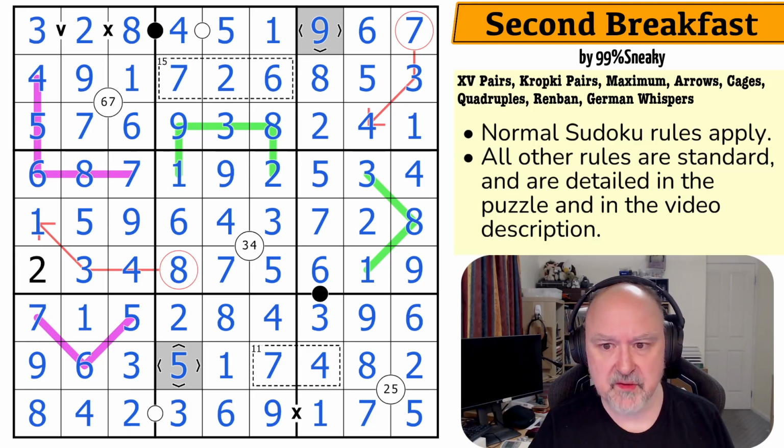Yeah, that was really, really cool. I like this puzzle. 99% sneaky. That was, again, quite sneaky. But I love the way that these constraints interact. For newer solvers, it can be a little bit daunting trying to understand how all of the constraints work. So hopefully the explanation helped.